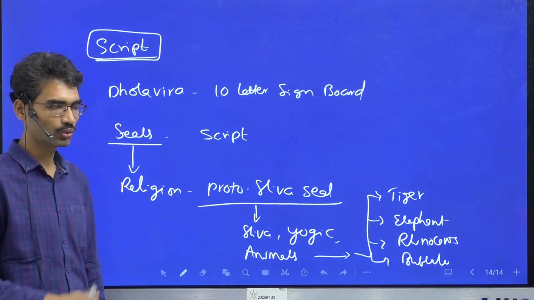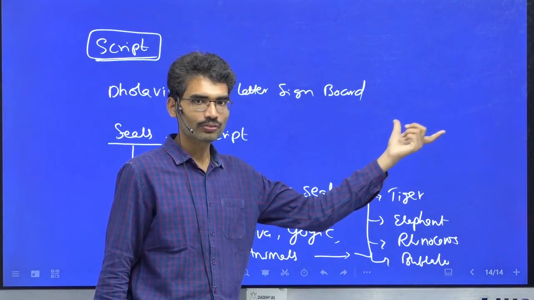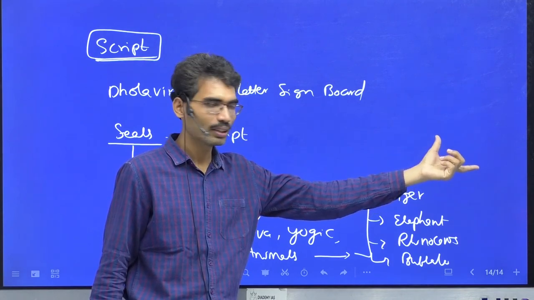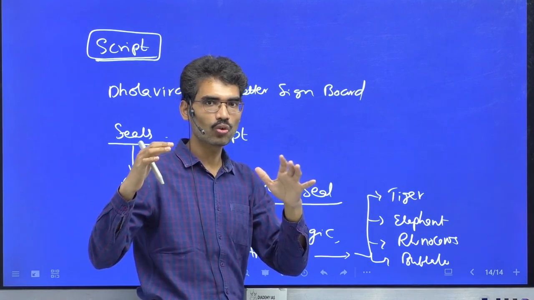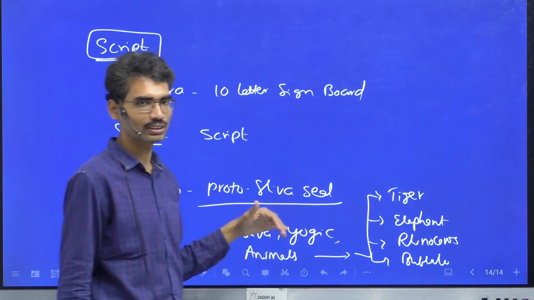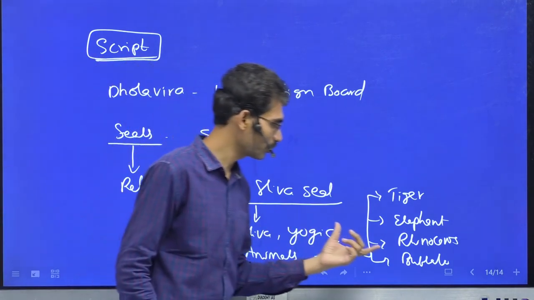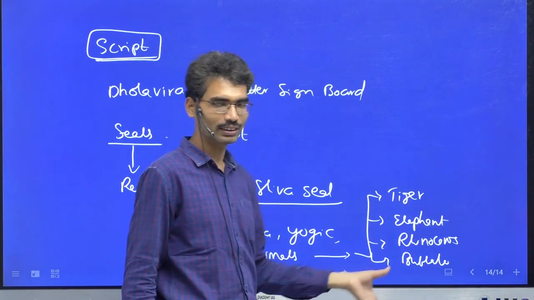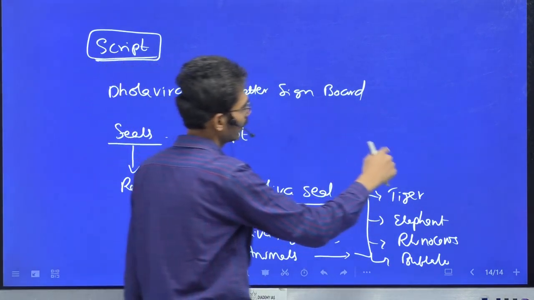It is very interesting to know that after Indus Valley people, Vedic people came. During Vedic time period, cow was very important. But when it comes to Indus Valley civilization, cow was not given that kind of importance. It was not represented. Seals, religion.